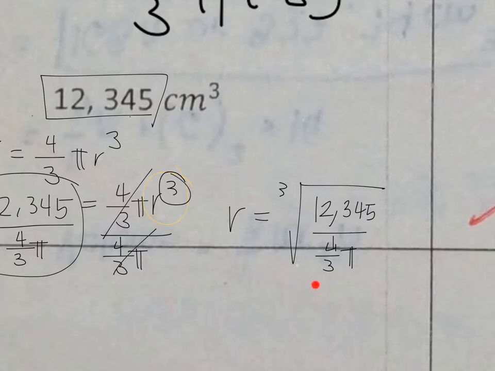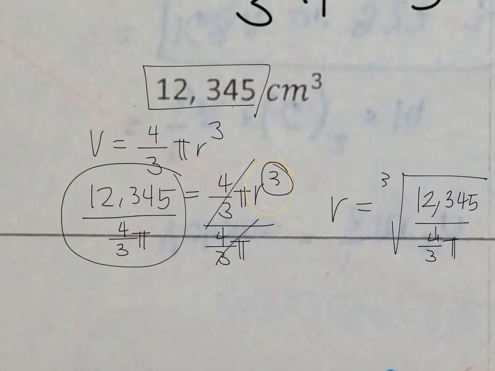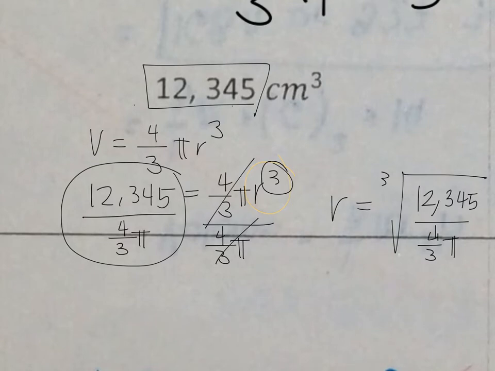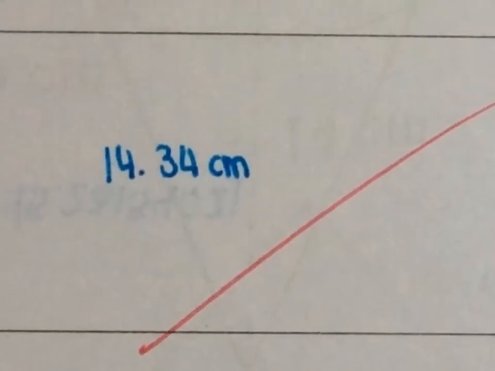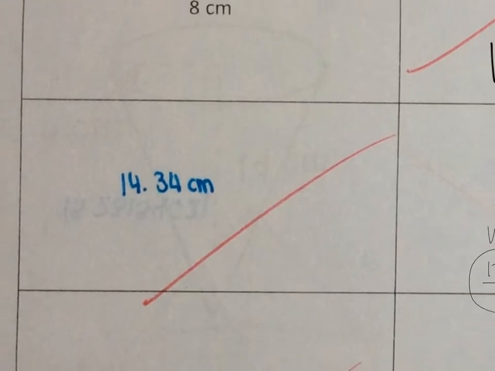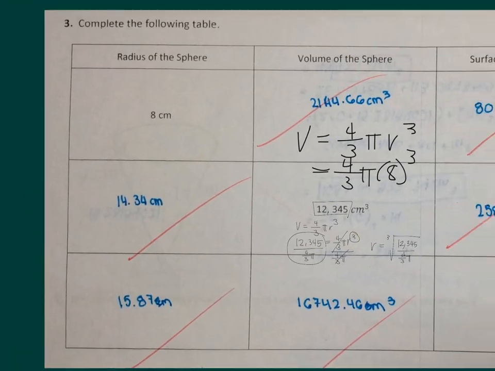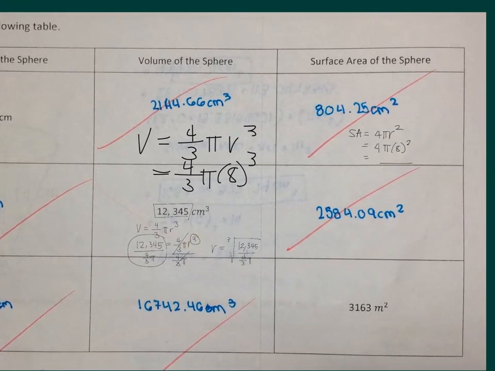Now, what will the other people do? Sometimes they divide these numbers immediately: 12,345 divided by the value of 4/3 pi. And then after that, they do the reverse of the cube, which is cube root, and that will give them the r. Now, once you have the r, 14.34, you need that r in finding the surface area.